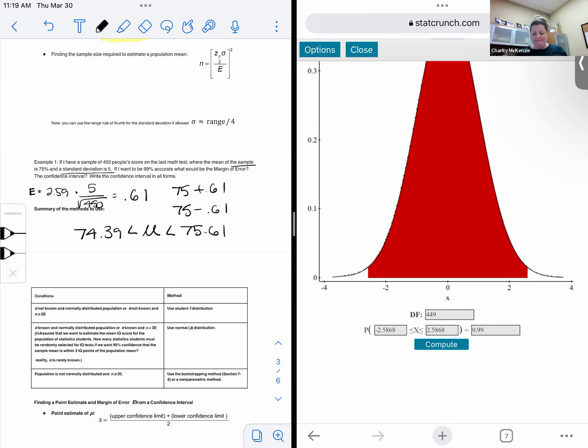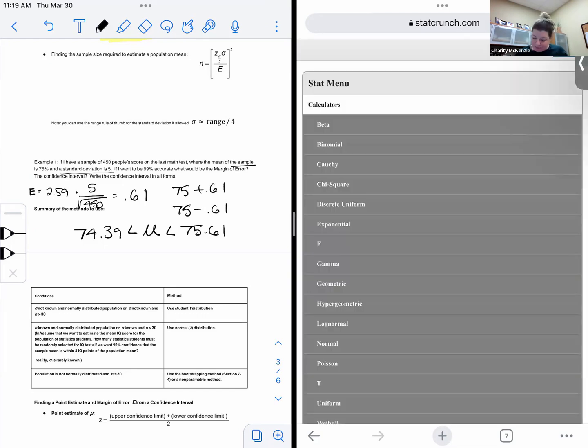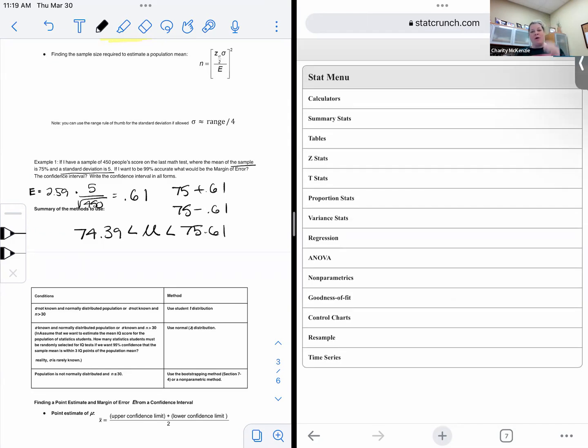All right. So that's our margin of error. There's our confidence interval. Now check this out. I can just go over to stat, close that up. We have all these options. We use this Z-stat. You see the Z-stat?